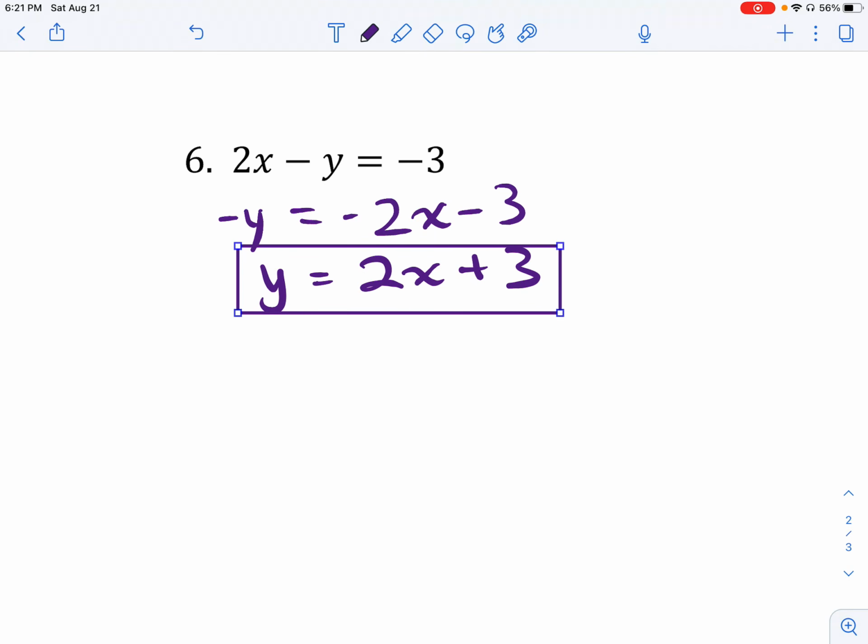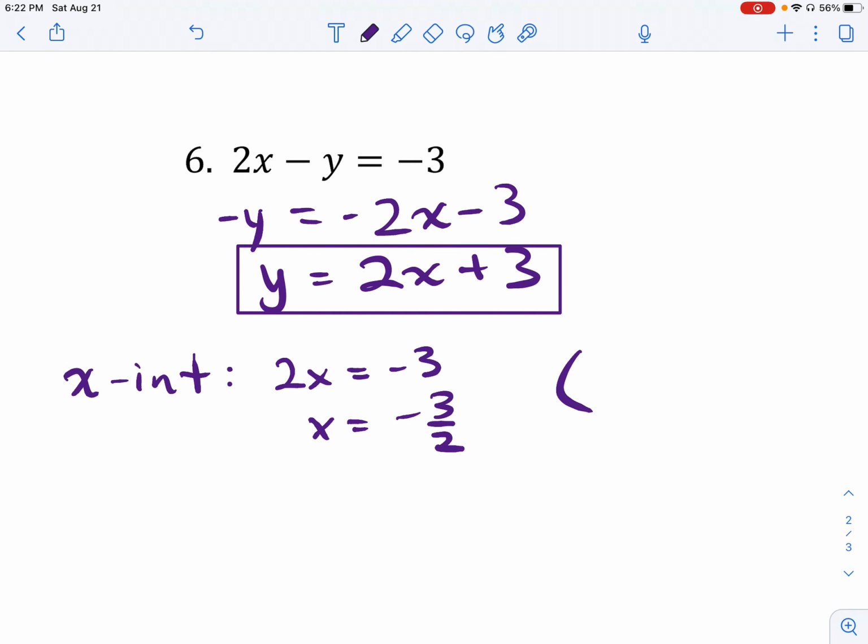So we see then our slope is m is equal to 2. So our x-intercept, again, when y equals 0, and we can plug it into our original equation. That's just going to give us 2x is equal to negative 3. So x is equal to negative 3 halves. And again, make sure you write your x-intercept as a coordinate. So negative 3 halves, comma 0.